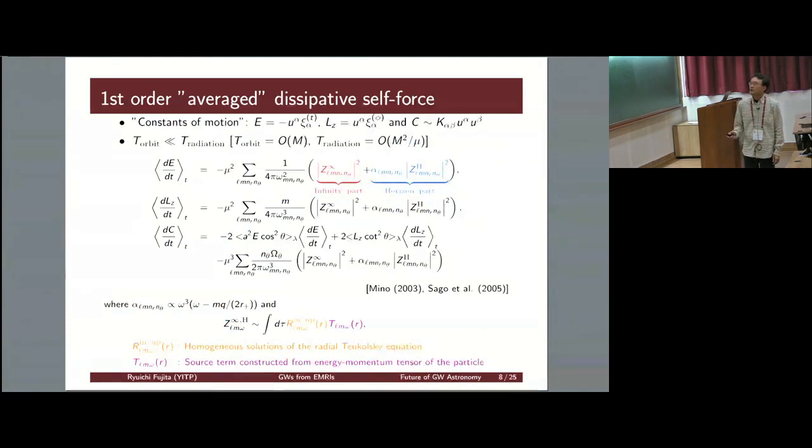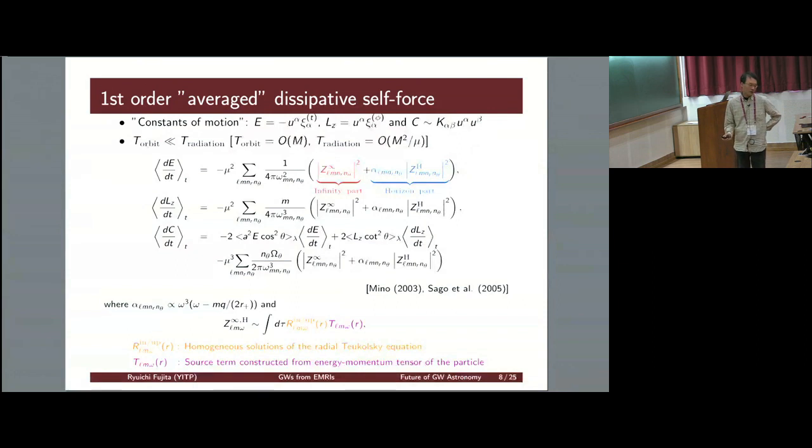Since the first order dissipative self-force is associated with the emission of gravitational waves, the three constants of motion of the particle can be related to the emission energy flux of gravitational waves as follows, in the case where the radiation reaction time scale is much larger than the orbital time scale.